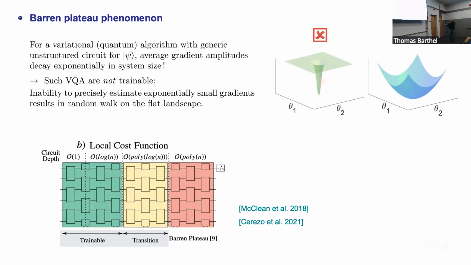more or less flat energy landscape, right? So the average energy gradient amplitude is exponentially small, then you end up, because we also have a finite accuracy for the energy and energy gradients, you basically end up doing a random walk on this flat landscape and don't get anywhere.